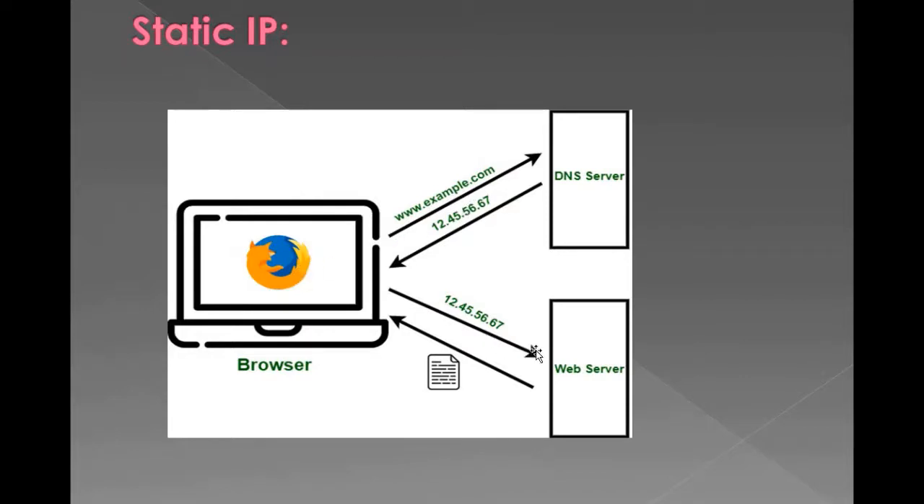The browser then makes a request to that IP address, and the web server responds by sending the web files or the web pages of that website to the browser, and the browser opens them. This is how a static IP address works.